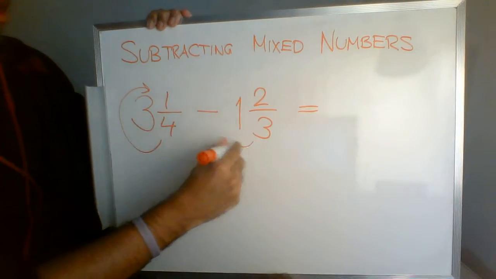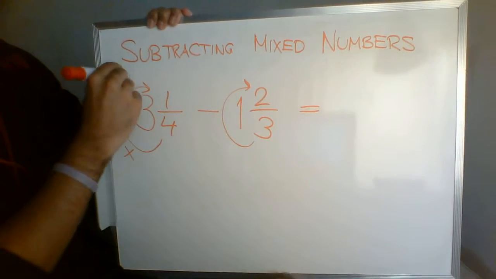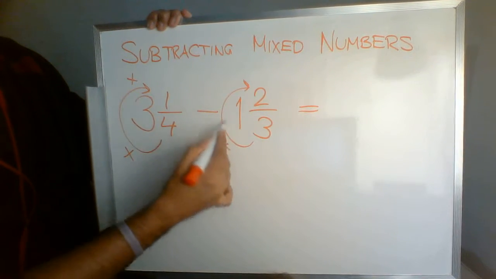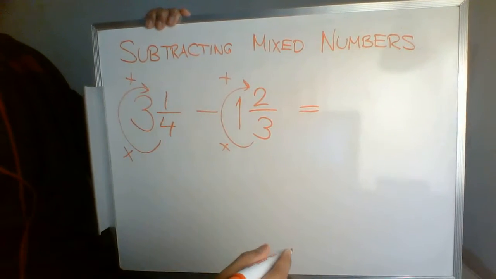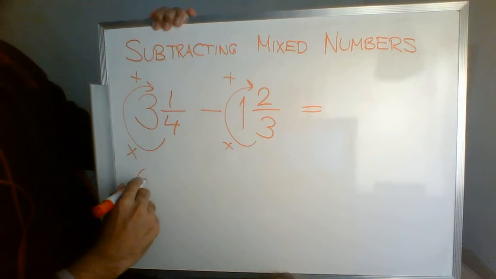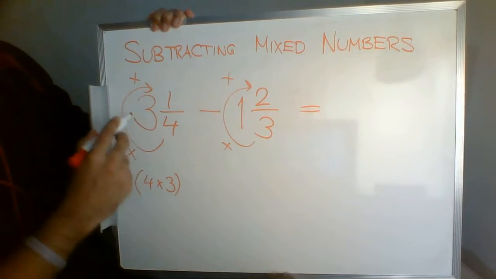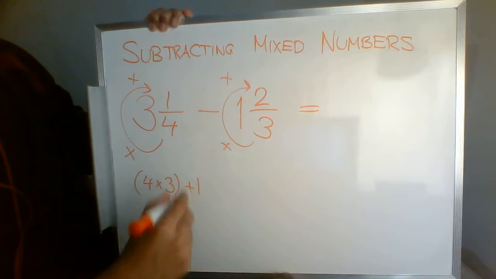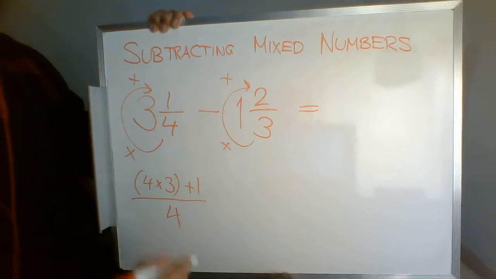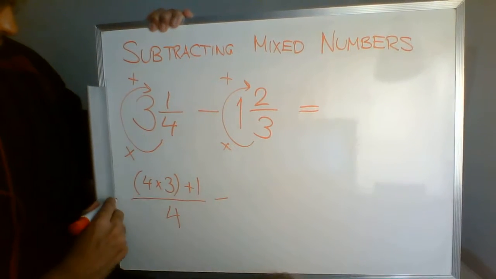I'll just use that shortcut that I showed you, which is that you start with the denominator, multiply it by the whole number, and then add the numerator. You start with the denominator, multiply by the whole number, and add the numerator. So if I want to do that for this first fraction, I'm going to get denominator times the whole number, that's going to be 4 times 3, plus the numerator, which is 1, all over, and that denominator is going to stay the same. That 4 is going to come along for the ride. And then I'm going to have a minus sign.